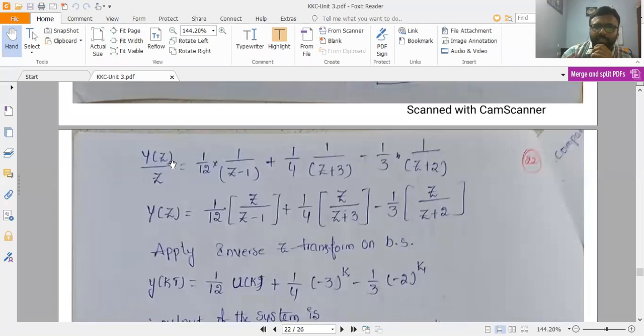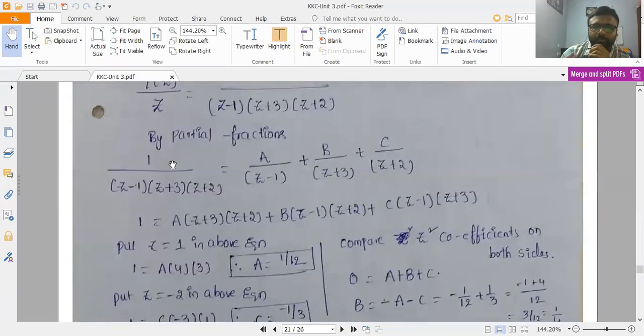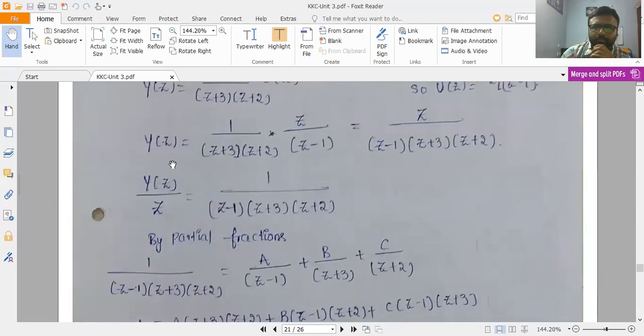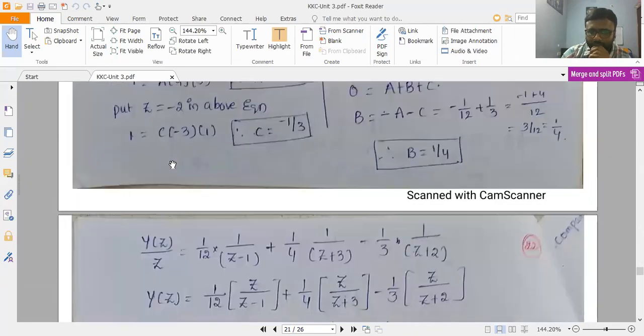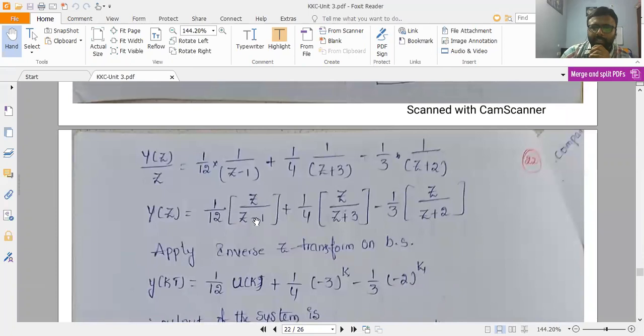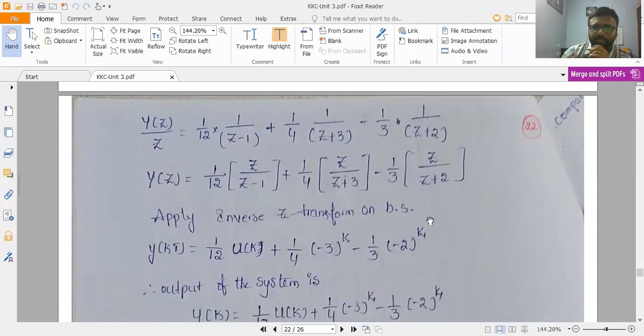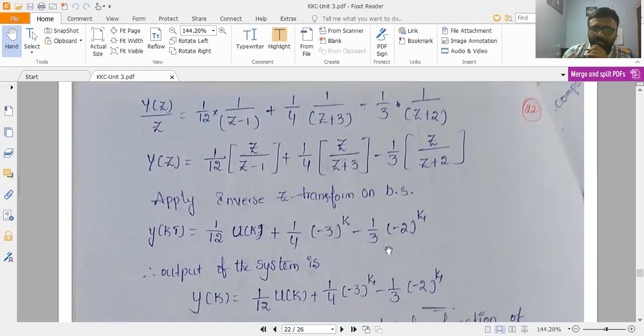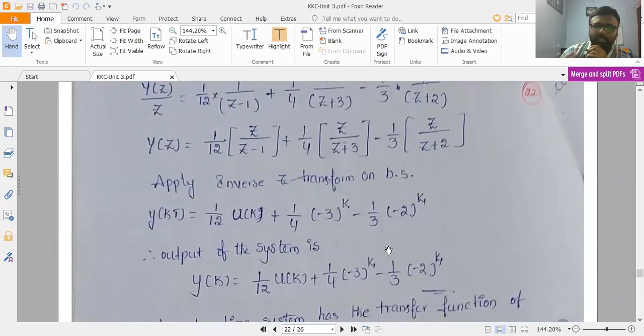Y of z divided by z is equal to 1 by 12 into z divided by z minus 1 plus 1 by 4 into z divided by z plus 3 minus 1 by 3 into z divided by z plus 2. So it is represented as 1 by 12 into u of k plus 1 by 4 into minus 3 whole power k minus 1 by 3 into minus 2 whole power k. So this is the output we have obtained for the step function u of k is equal to 1.